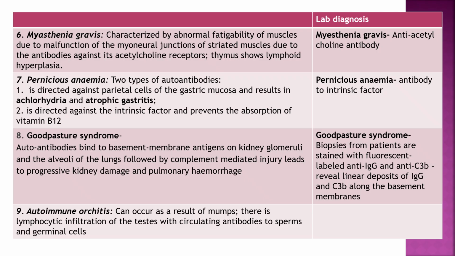The ninth is autoimmune orchitis, which can occur as a result of mumps. There is lymphocytic infiltration of testes with circulating antibodies to sperms and germinal cells.